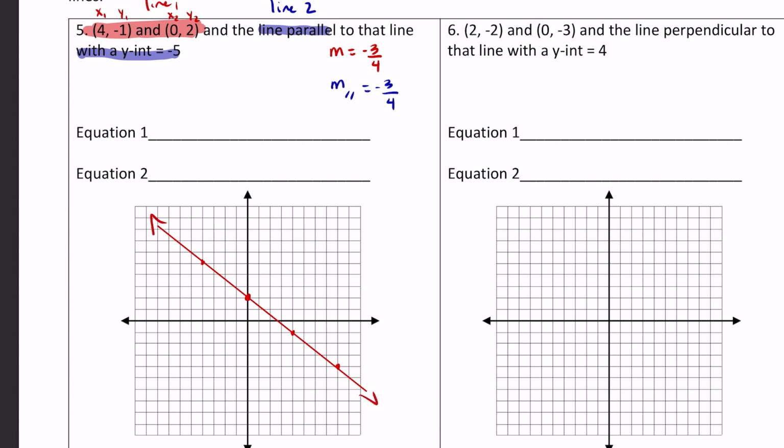How do I write this as an equation? Well, we know that's in the form y equals mx plus b, right? So y equals, my m is -3 over 4, slap on the x, and what is my y-intercept? 2.